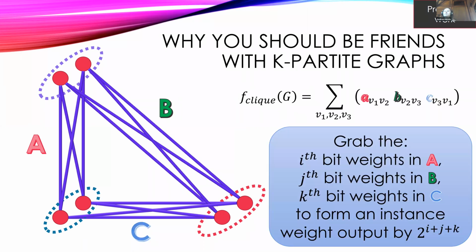And what we can do is create various instances where we're selecting the ith bit of all the weights in A, the jth bit of all the weights in B, and the kth bit of all the weights in C. And now this looks like a 0, 1 input, right? And if it returns the number of cliques in this setting, the contribution it has to this clique polynomial should be weighted by 2 to the i plus j plus k. So we get out this sum, we weight it appropriately, and now we sum over the contributions of all possible choices of i, j, and k.